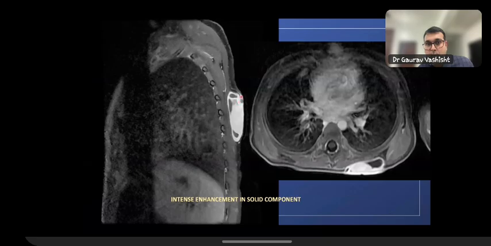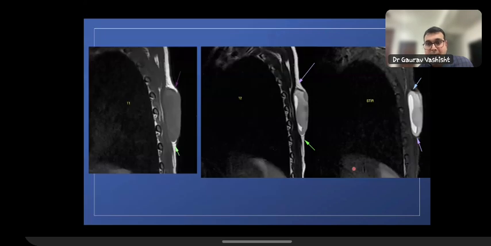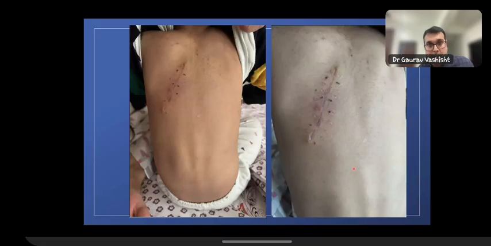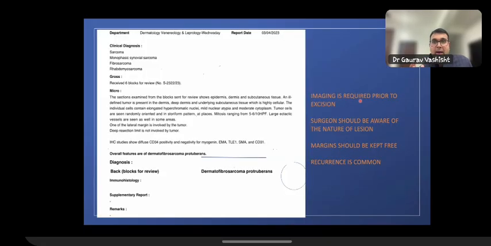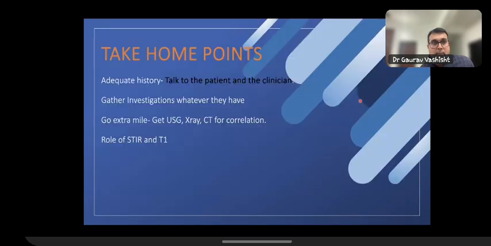So always think of lesions involving the skin, the subcutaneous fat, which are enhancing lesions, vascular lesions on ultrasound. These can be sarcomatous lesions involving the skin and the skin adnexal pathologies. So imaging is required prior to the excision. Proper discussion with the radiologist is required because the surgeon has to be aware of the nature of the lesion, and margins should be kept free because there is a high chance of recurrence in such cases. So this was a case of dermatofibrosarcoma protuberans.